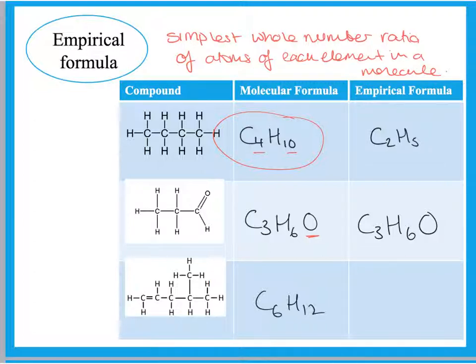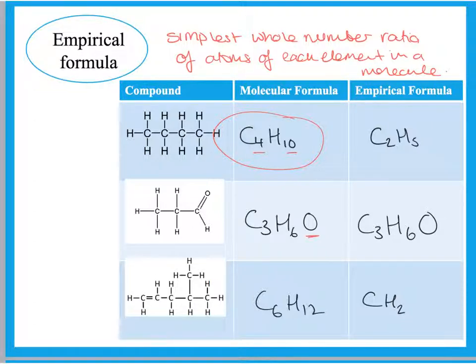Okay, and finally, nice and quick, we've got C6H12. What can you divide both of those numbers by to get down to the simplest ratio? Straight away you could divide them by 6. Carbons, 6 divided by 6 is 1, so I don't need to write that in. Hydrogens, 12 divided by 6 is 2. So that one simplifies down massively. We start with C6H12, and your empirical formula for that compound is CH2. For every 1 carbon atom, there are 2 hydrogen atoms. And that was very quick, but that is empirical formula.